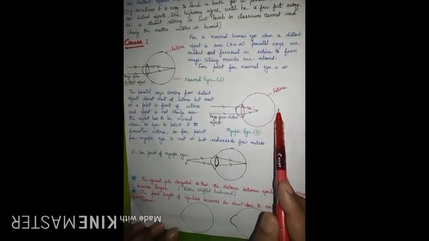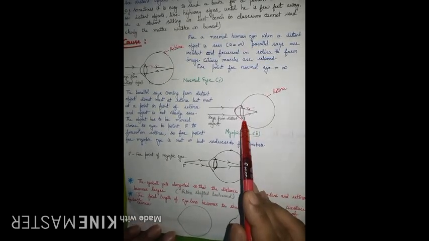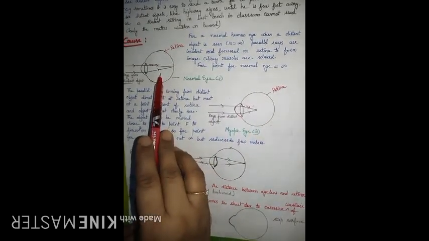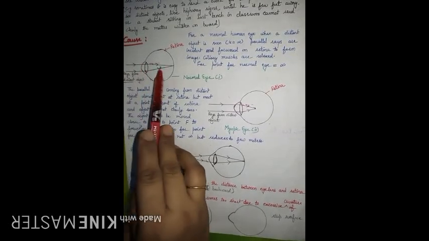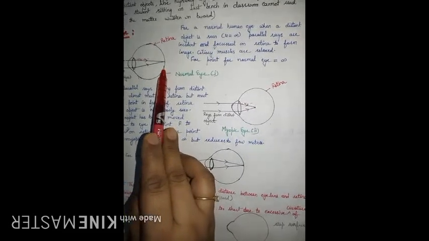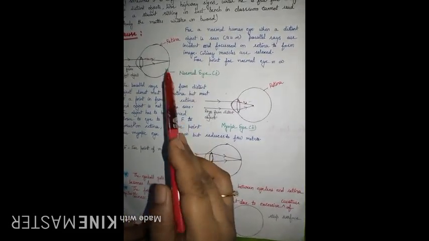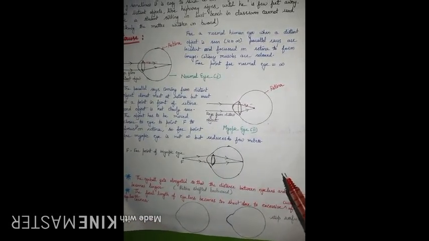So one cause is elongation of the eyeball. It means the retina will move in this direction. Every other function of the eye will remain the same. So the eye will focus the rays at this point, but at this point the retina is not there. The retina is shifting somewhere in this direction. So again you will not be able to see the image clearly.